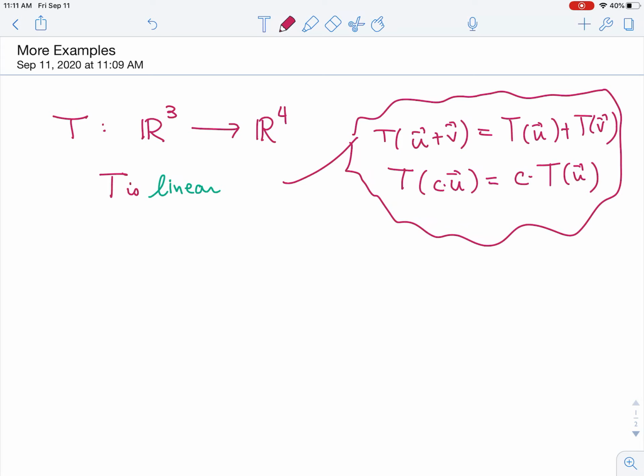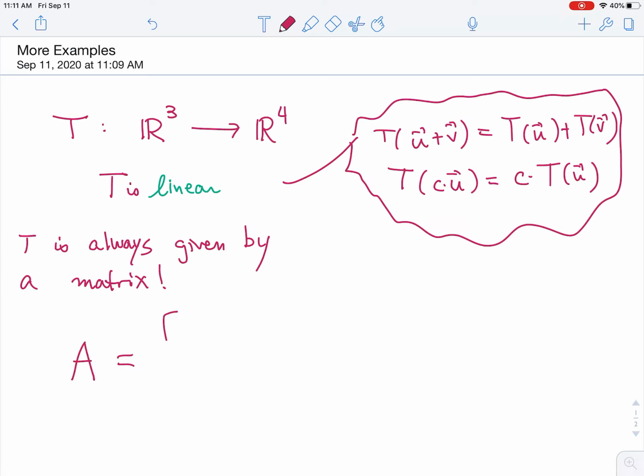And what we learned at the end of class was a theorem that says T is always given by a matrix. And how do I figure out that matrix? Well, I take a matrix, I draw the brackets, and what I do is I apply T to E1, to E2, to E3, and I stop once I run out of those. So let's think about what those are. What am I doing? I'm taking E1, E2, E3.